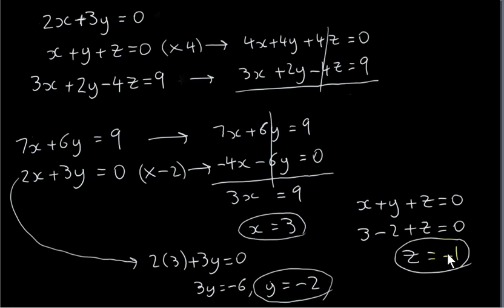So we found a triple of numbers that satisfies all three equations simultaneously. That triple is 3, minus 2, minus 1. This is a point that lies on this line, on the line and on both of these planes.